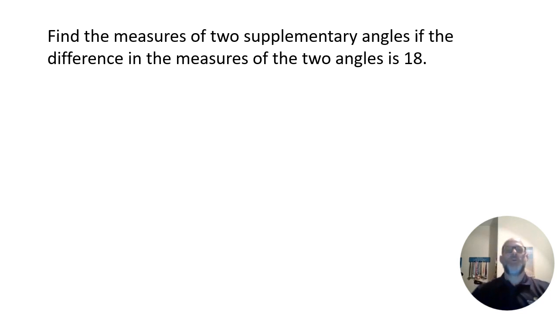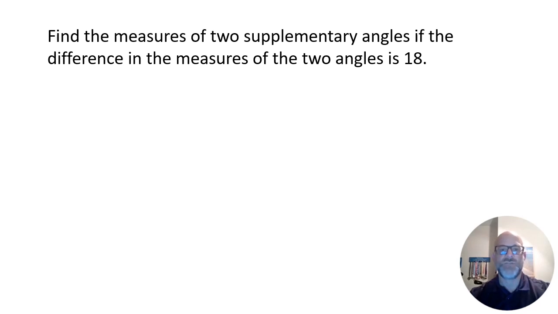All right. Word problem. Find the measures of two supplementary angles if the difference in the measures of the two angles is 18. All right, how do we handle any word problem in this class? First, you convert from this language, which is verbal, to the second language, which is geometry. And then from geometry, you translate to algebra and then solve. So the system is verbal, translate to geometry, translate to algebra, solve.